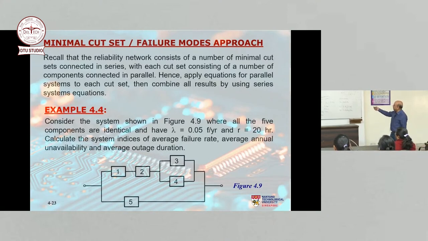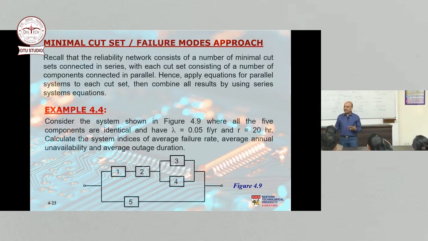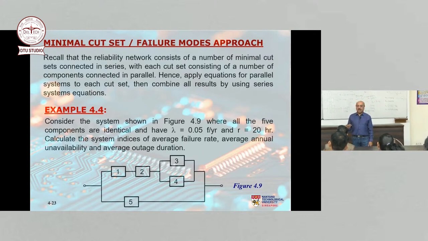Assume lambda is equal to 0.05 and R equal to 20 hours. Calculate the system indices of average failure rate, average annual unavailability, that is U, capital U, and average outage duration, that is R. Okay? So lambda, R, and U, these are the standard indices for reliability evaluation, as you shall also see over the next 2 days. Whether you are dealing with generation systems or transmission systems or distribution systems, the most basic reliability indices are those of lambda, R, and U. Failure rate, average outage time, and average annual outage time, which is also known as unavailability.